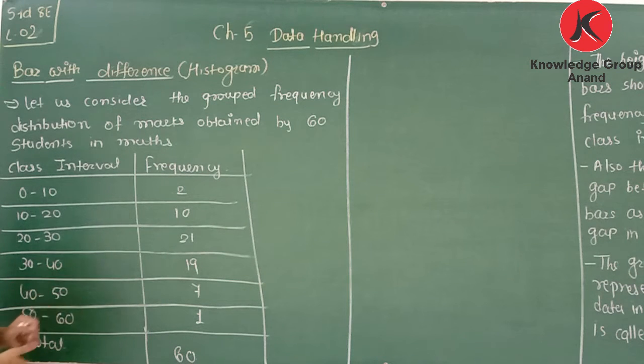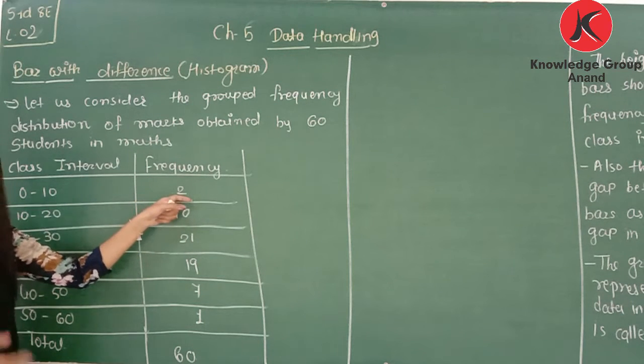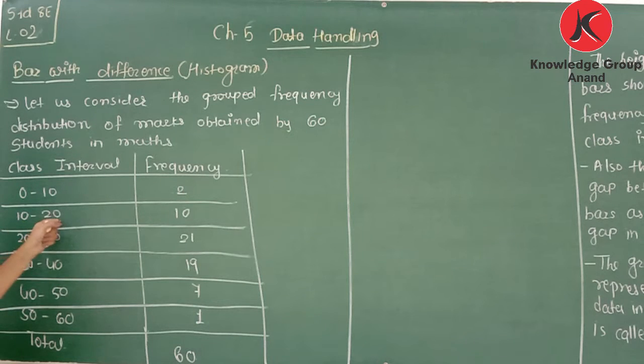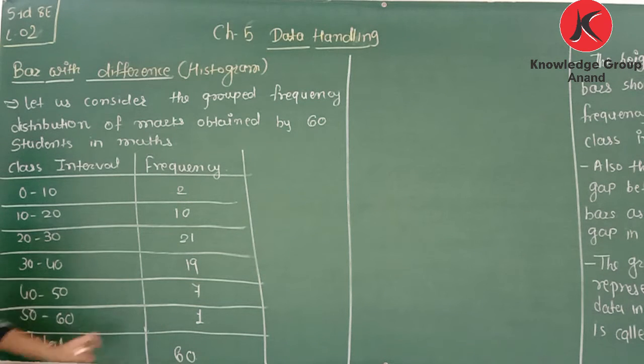So if we use this data, in 0 to 10 there are 2 students, frequency means 2 students. How many students get marks lower than 10? There are 2 students. How many students get marks between 10 to 20? 10 students. So frequency represents 10 students get marks between 10 to 20. 21 students get marks between 20 to 30. 19 students get marks between 30 to 40. 7 get marks between 40 to 50, and 1 student gets marks between 50 to 60. So this is the grouped frequency distribution, used whenever the information is very large.